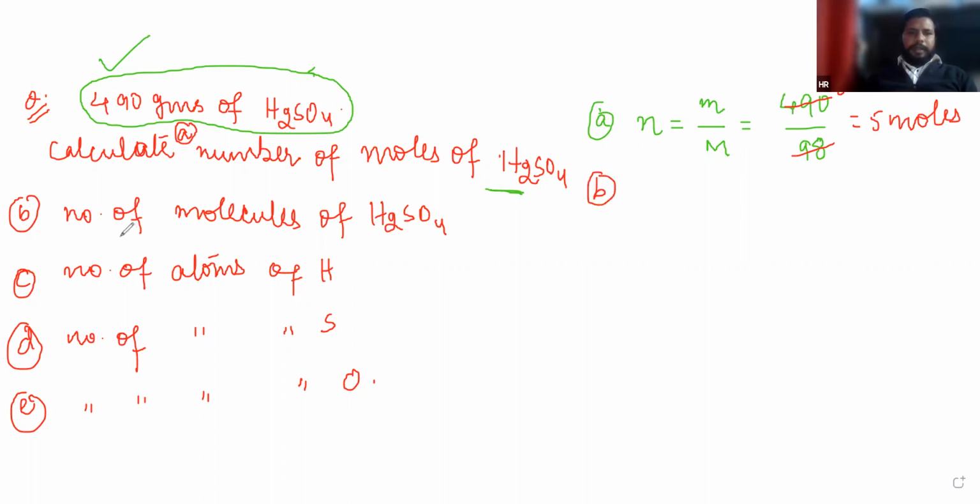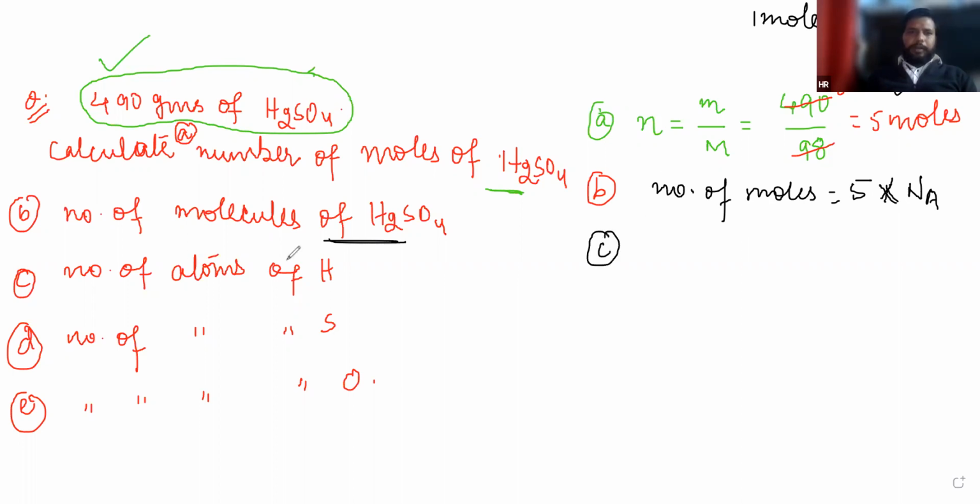B part is number of molecules. See, in 1 mole, number of molecules is equal to Na. So in 5 moles, number of molecules equals 5 Na. If you have any doubt or confusion between these two, let me know, or ask me the question. C part, number of atoms of hydrogen.